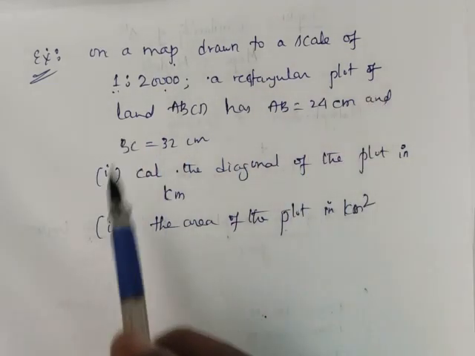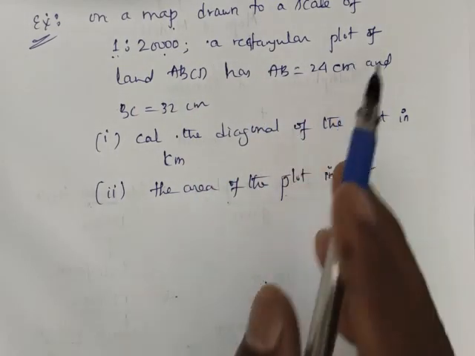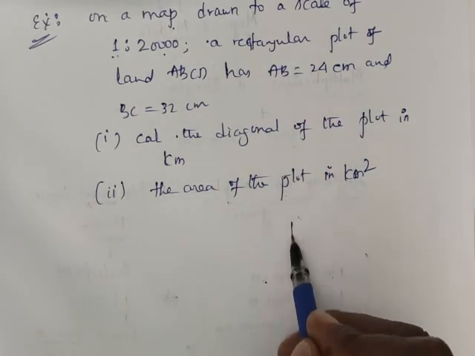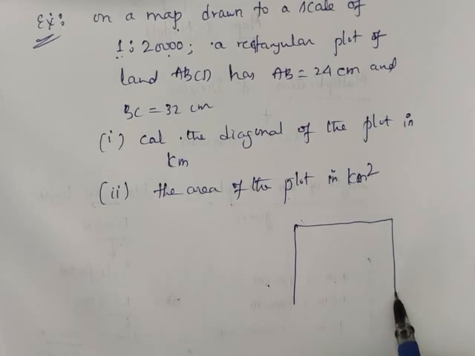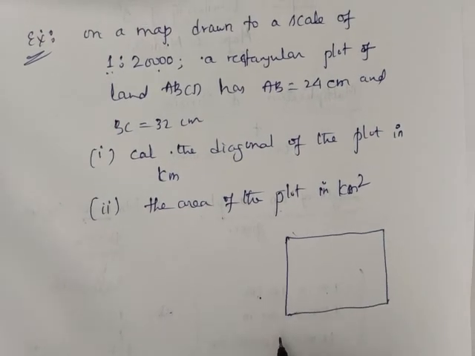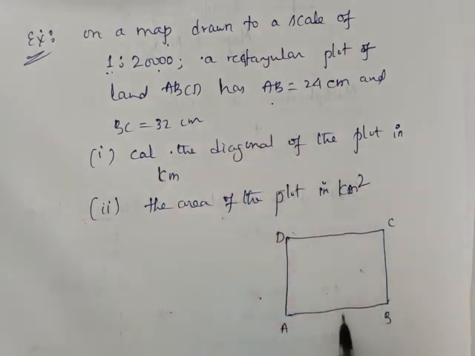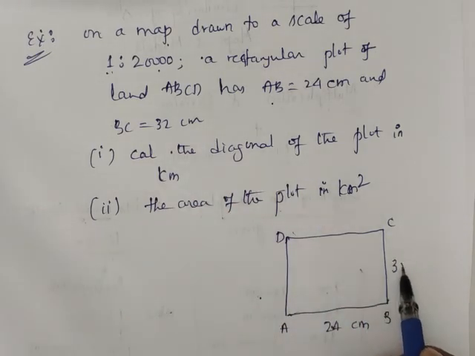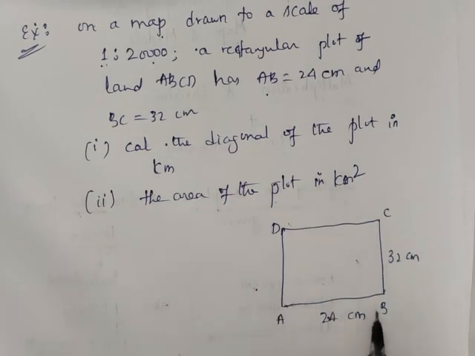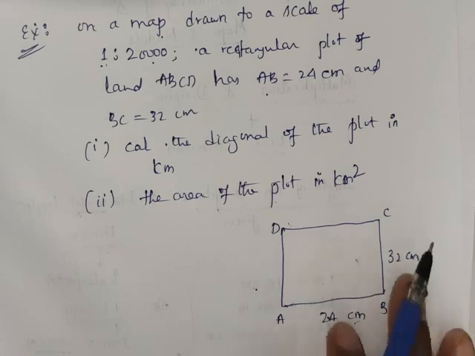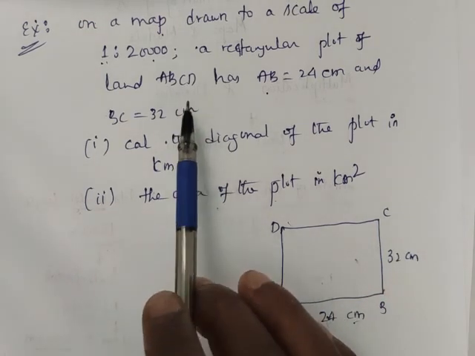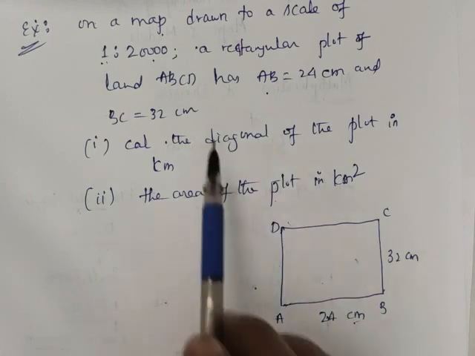A rectangular plot. So the plot is in the shape of a rectangle, they said. So let us have one rectangular shape, named ABCD. In that, AB is 24 centimeter given, and BC is 32 centimeter. So these two are given in centimeter. Usually centimeters come under the model, map or model. So this is the map problem.